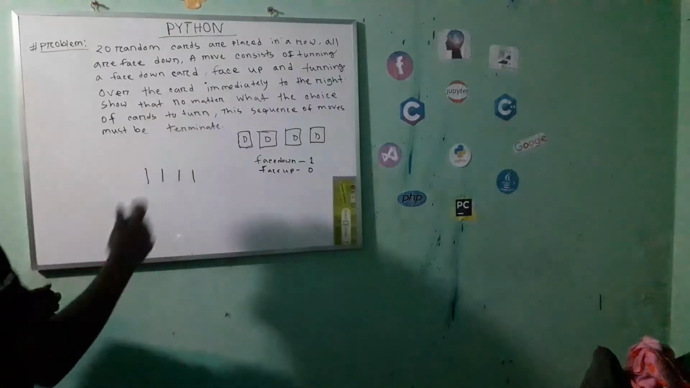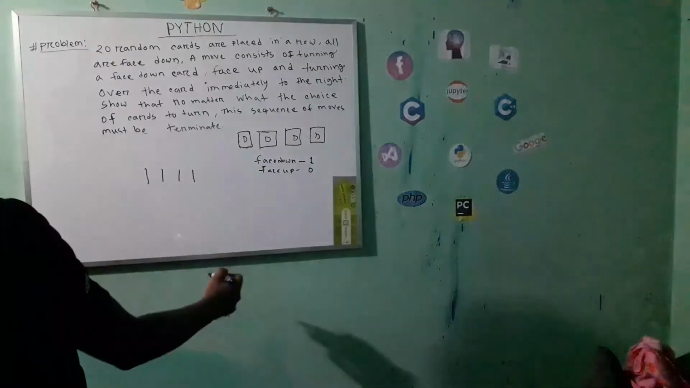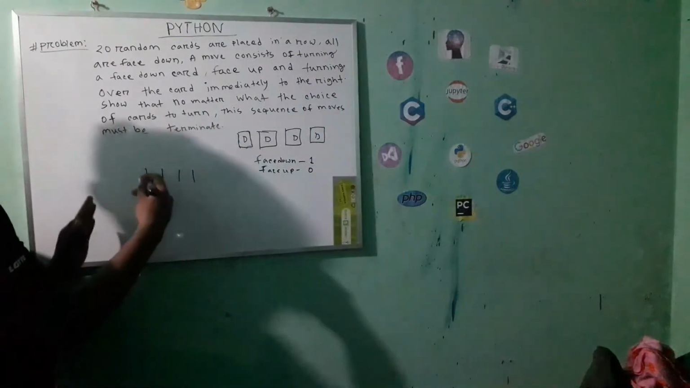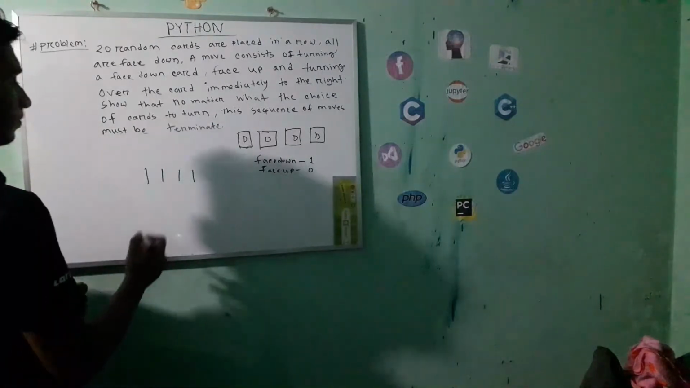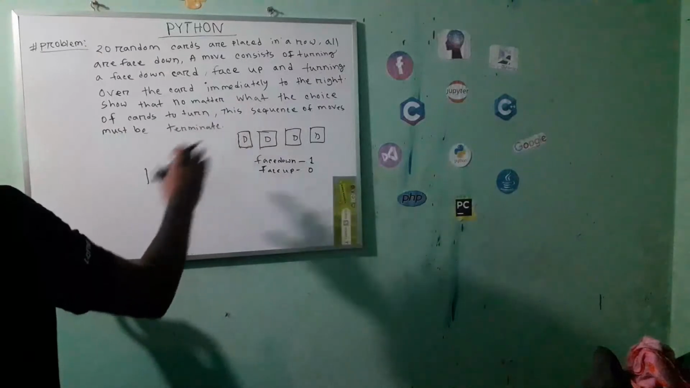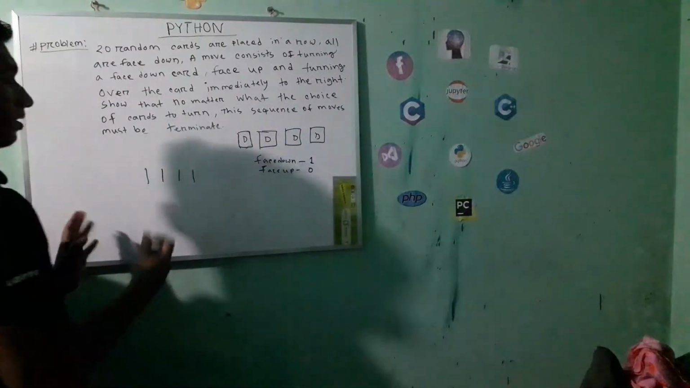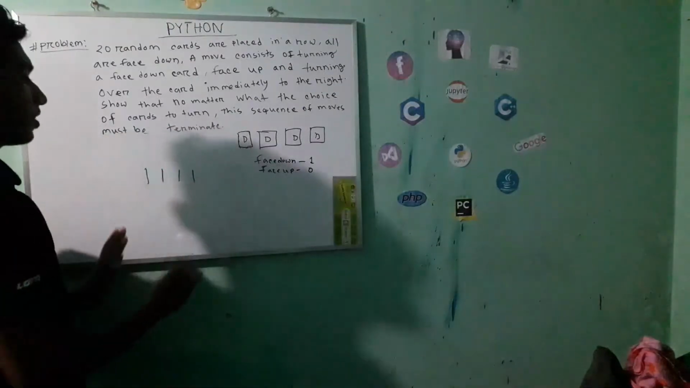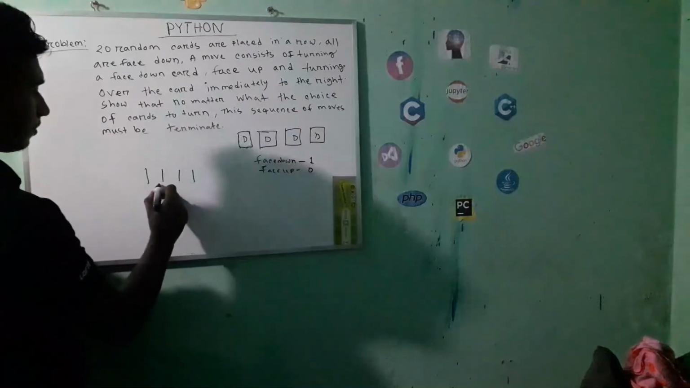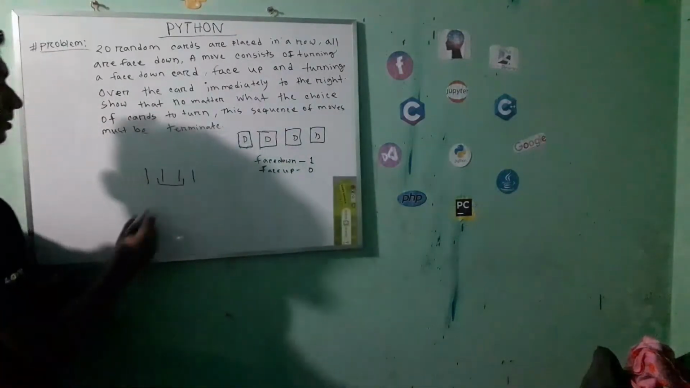A move consists of turning a face down card face up and turning over the card immediately to the right. So we have to turn over a card from the row, and that would be my choice, because it doesn't matter what the choice of the card to turn is. That would be my choice of which card I'm going to turn over.